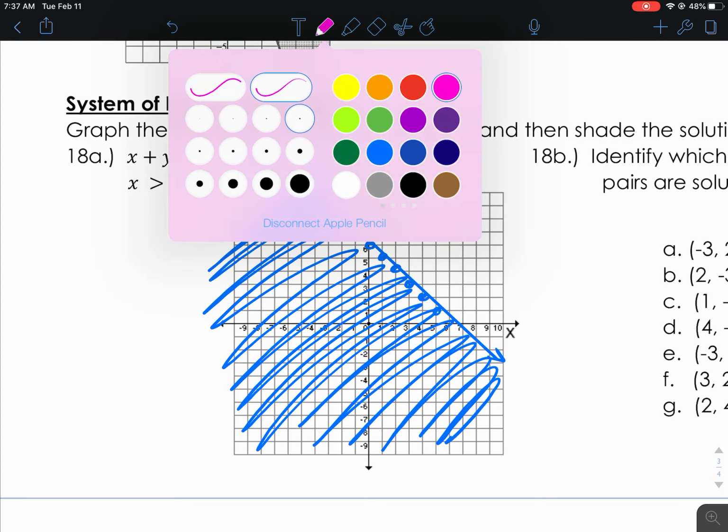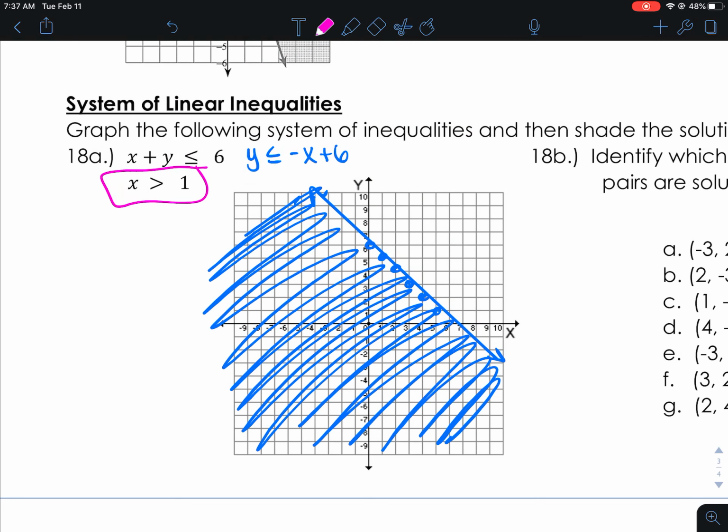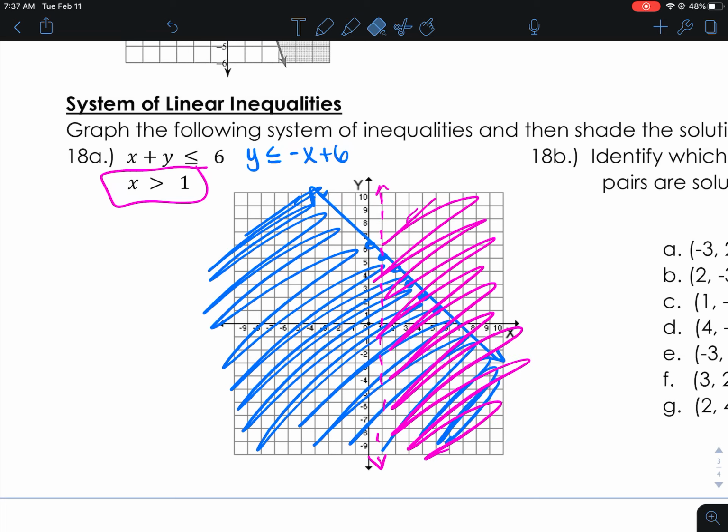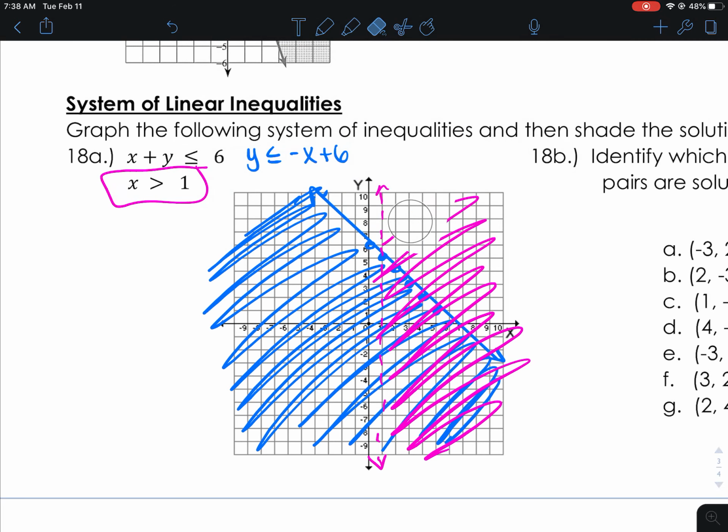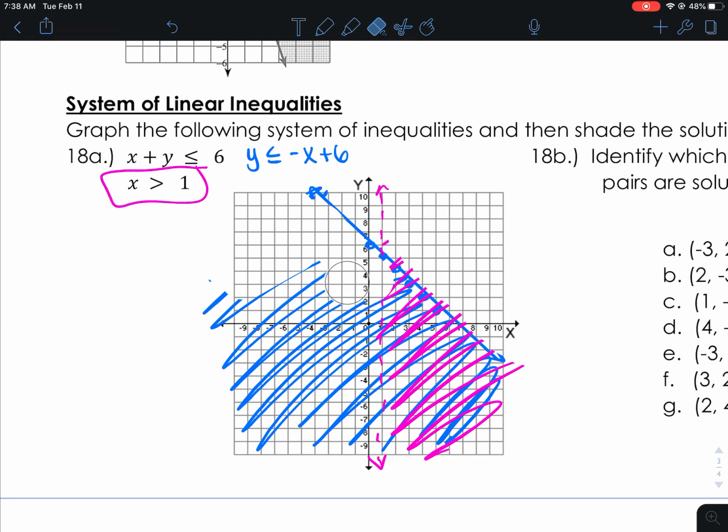And then the other line I'm going to do in pink, x is greater than 1. So x equals 1 is this line here. It's going to be a dashed line because it's not equal to, and greater than, so it's going to be over here. So when they talk about the solution, I'm just going to leave what's the solution. It's just that overlapping region where there's blue and pink shading.